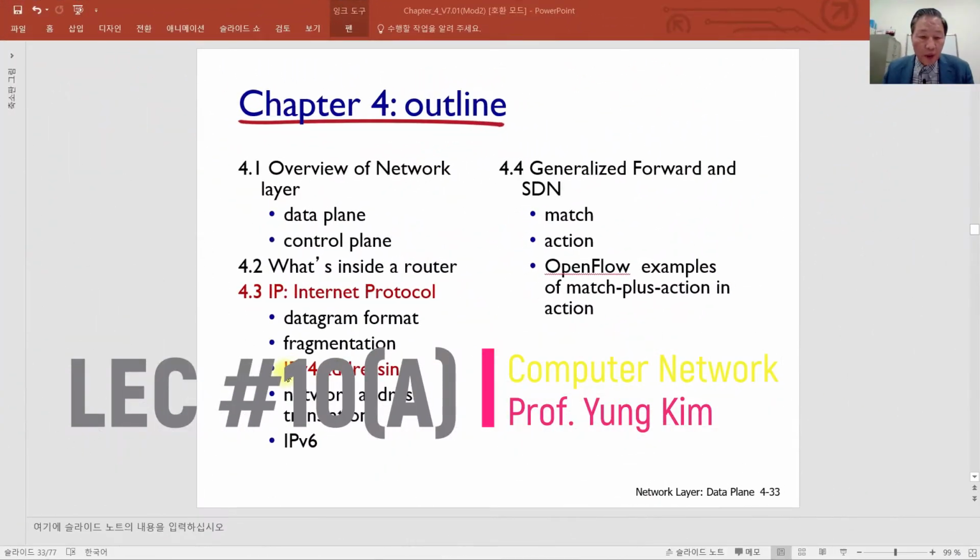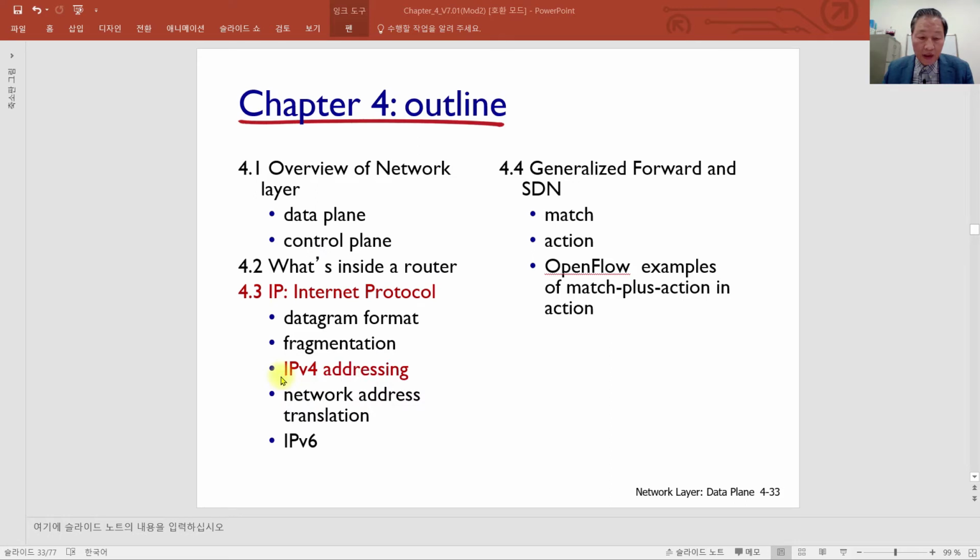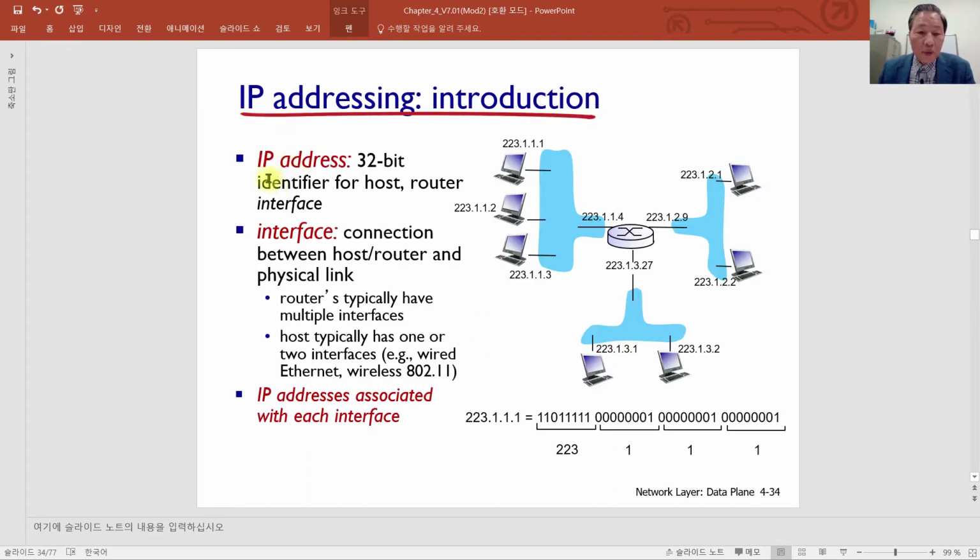In this subchapter 4.3, we are learning about the IP protocol. Especially in this lecture, we learn about the IP version 4 addressing scheme. Okay, let's move to the next. Here we are using an IP address, a 32-bit identifier for host and router interfaces.